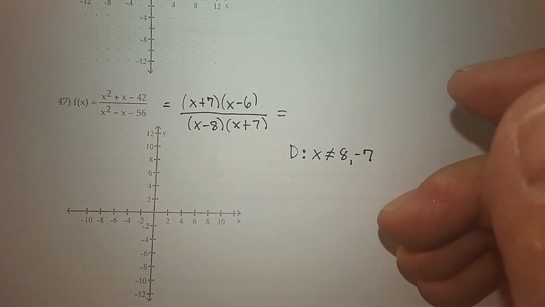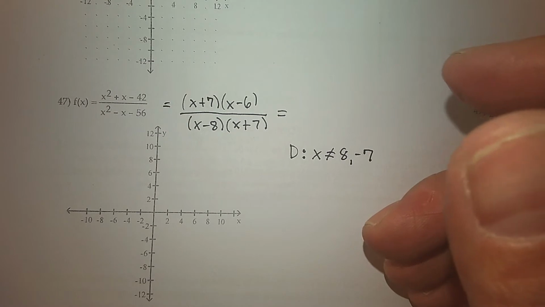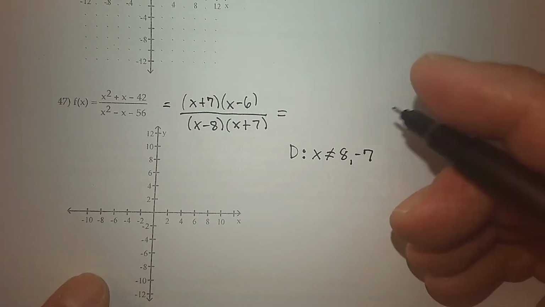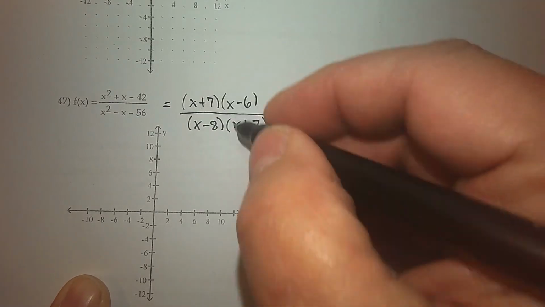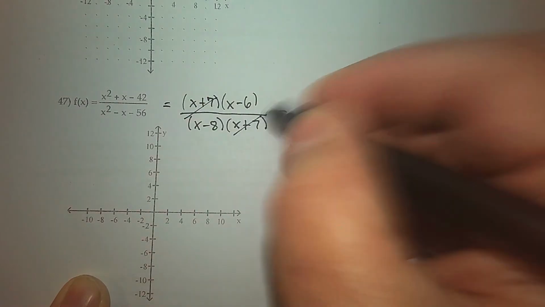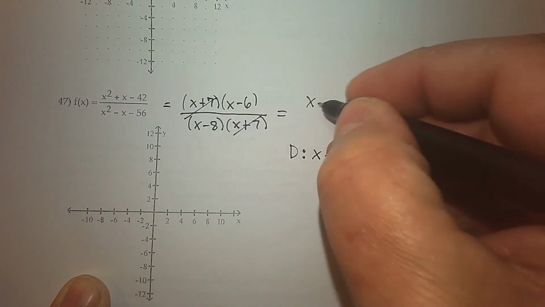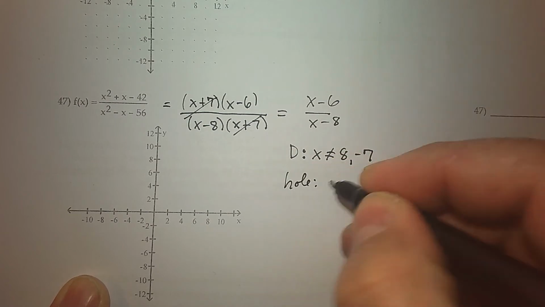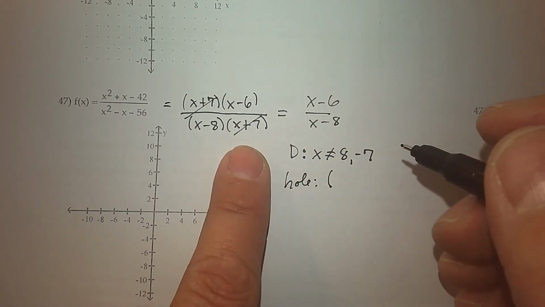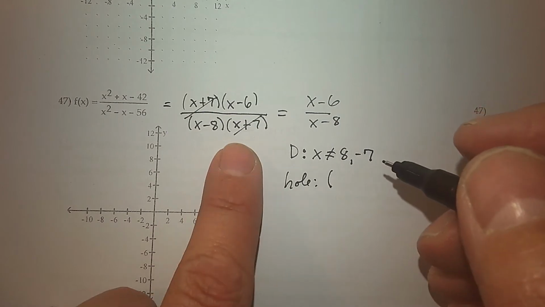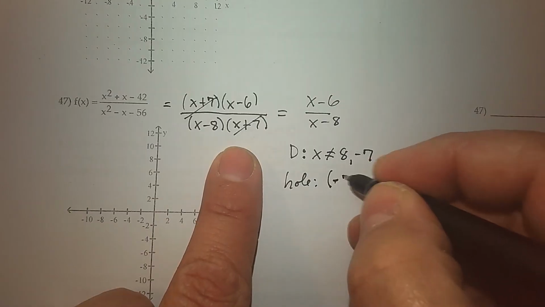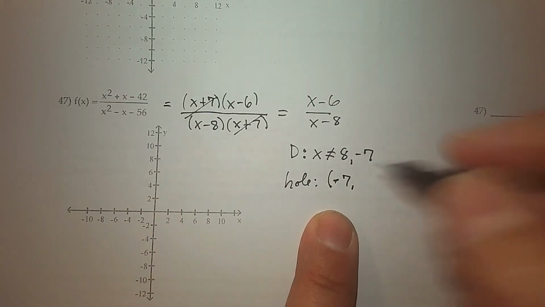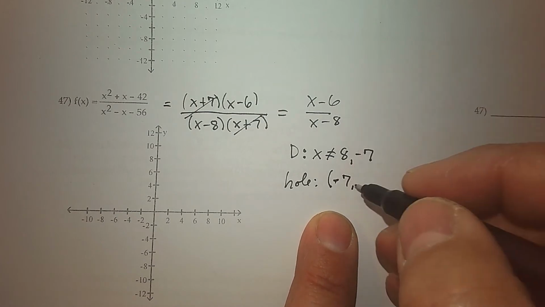Now, we do what you want to do. Is there any factor that's common that matches here? So what factor eliminates? Now, what does that tell you? That tells you there's a hole. What's the zero of what you eliminated? Not the factor, but the zero. Negative 7.